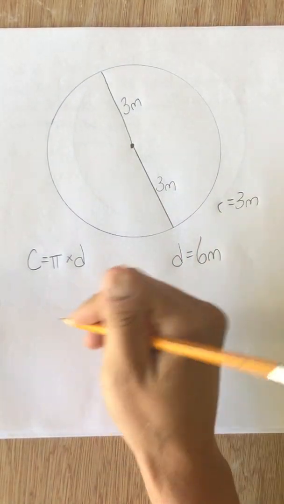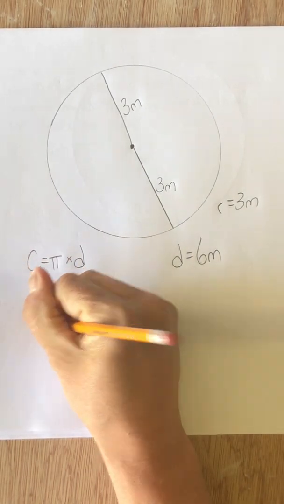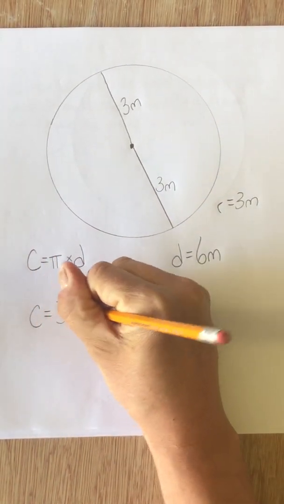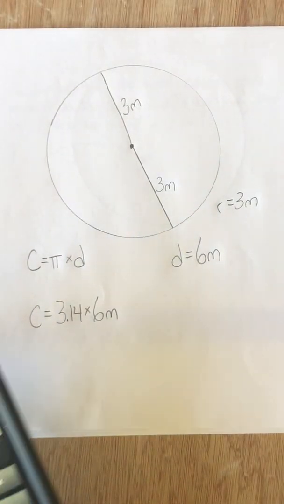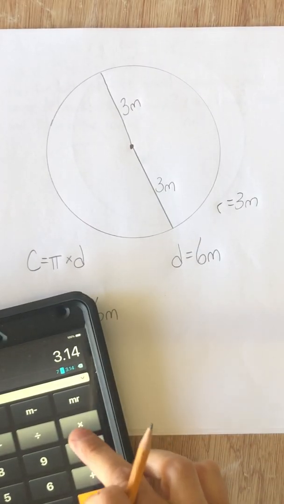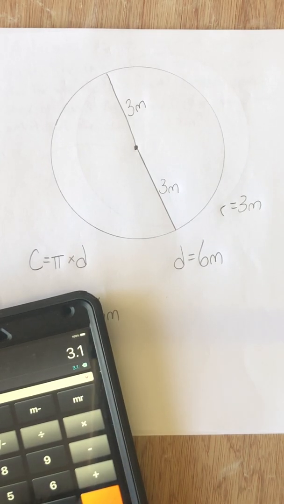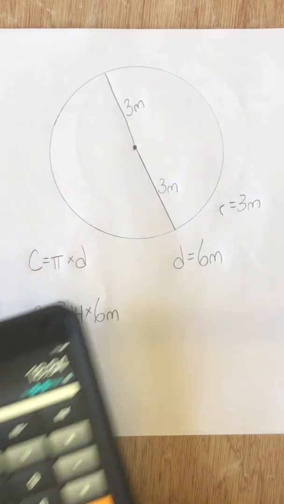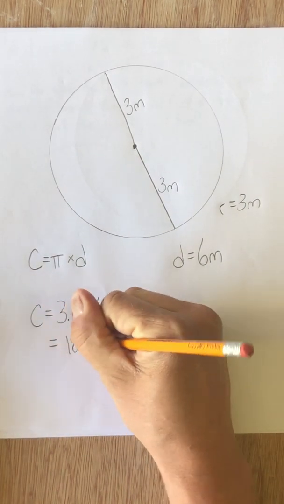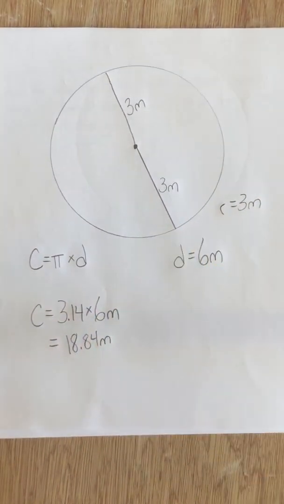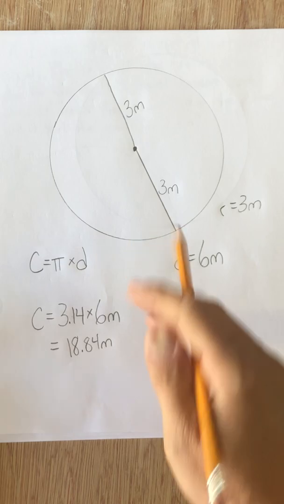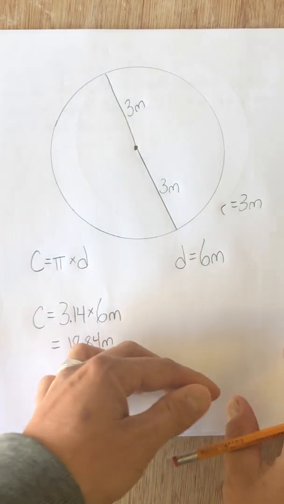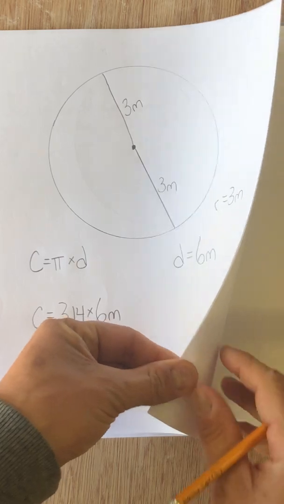Now all I do is plug that into my equation. Circumference equals pi, 3.14, times my diameter, 6 meters. I plug that into my calculator. 3.14 times 6 equals 18.84 meters. So a circle with a radius of 3 has a diameter of 6, which means the distance around the outside is 18.84 meters. Hopefully that all makes sense now.